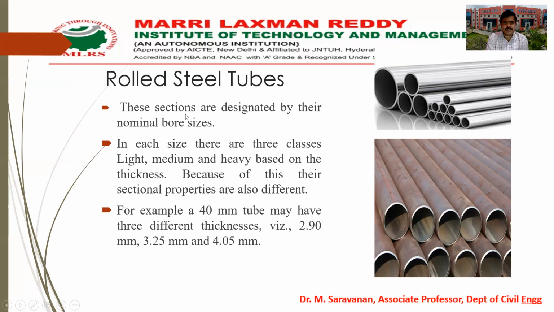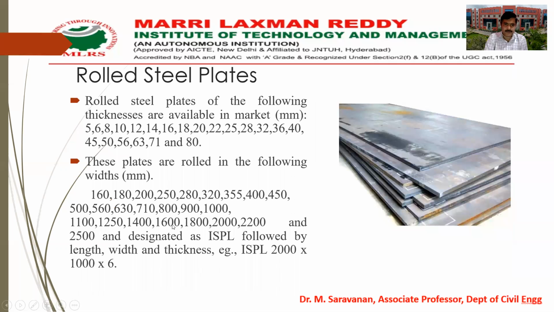Rolled steel tubes. These sections are designated by their nominal bore sizes. In each size, there are 3 classes: light, medium, and heavy, based on the thickness. If the thickness is more, the section will have more weight, heavy. Because of this, the sectional properties are also different. For example, a 40 mm tube may have 3 different thicknesses: 2.9 mm, 3.25 mm, and 4.05 mm, like this.